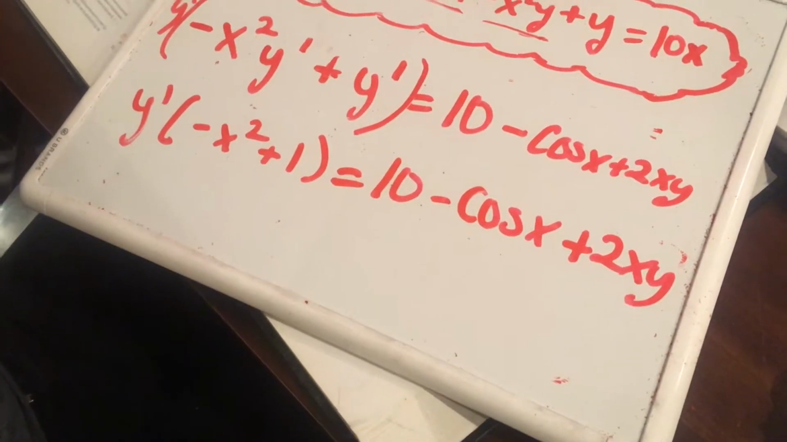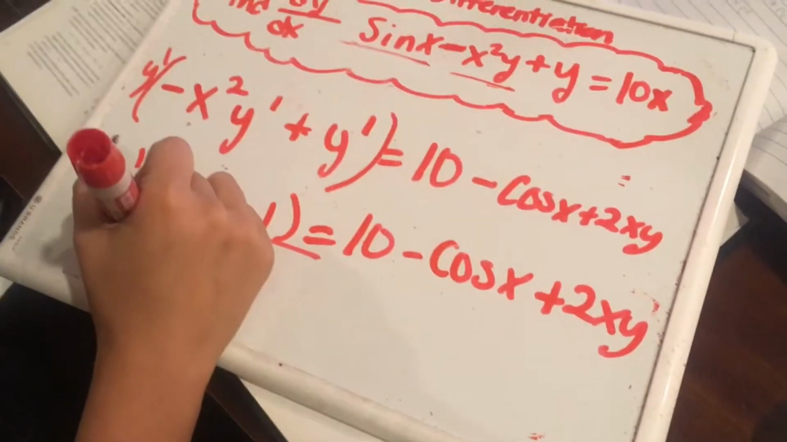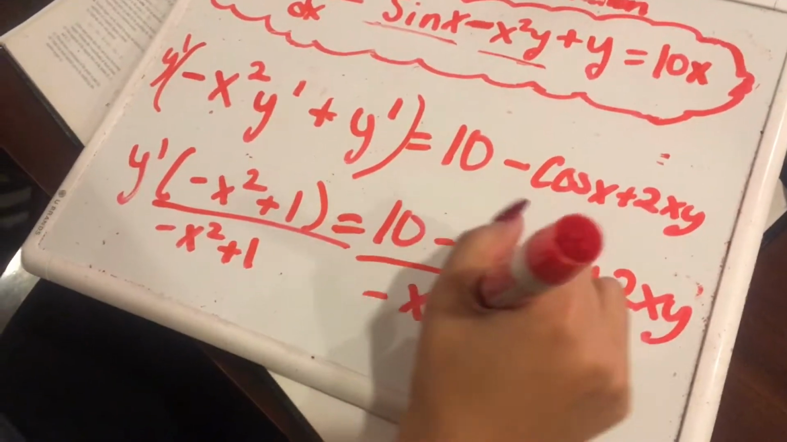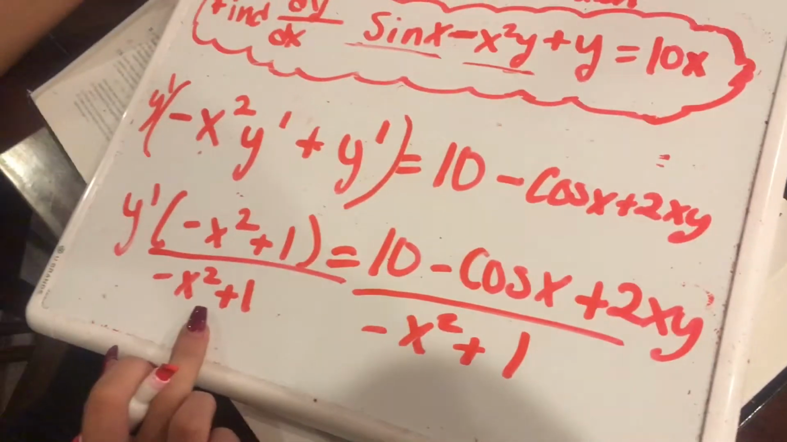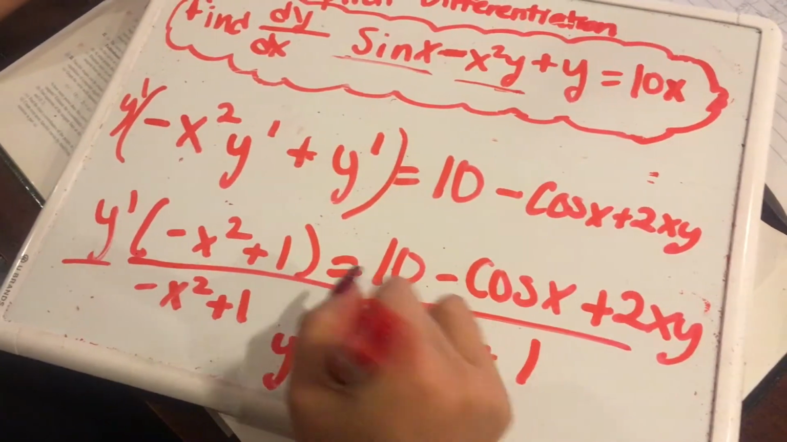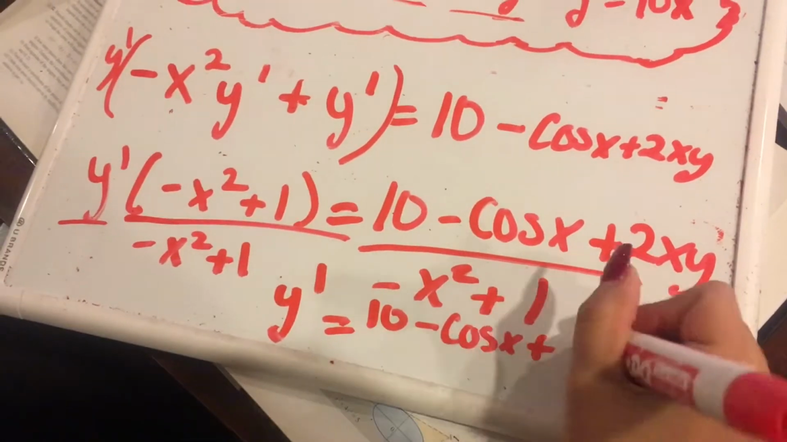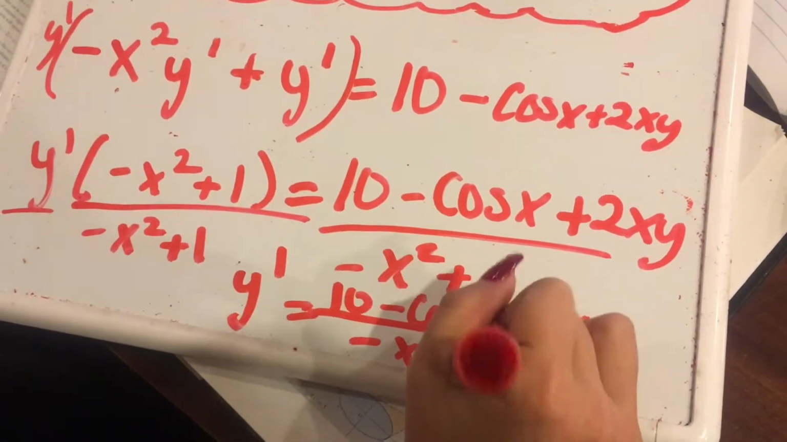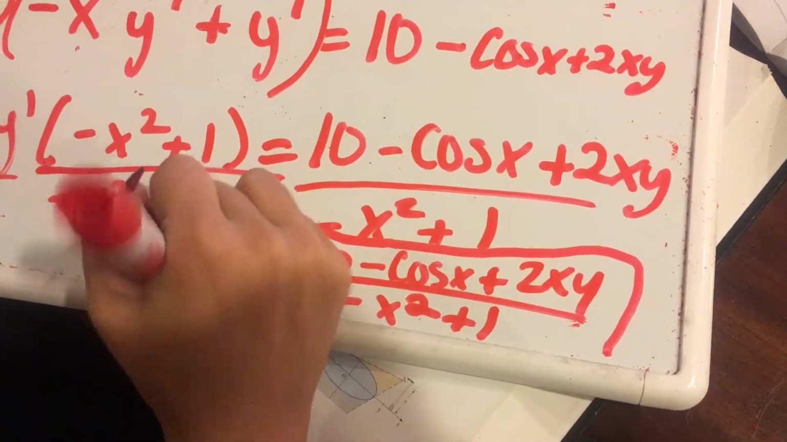So now our job is really easy because we can just divide out the negative x squared plus 1 and move it to the other side. Okay, so now that we've divided negative x squared plus 1 to the other side, we have y prime by itself. So that's our final answer: y prime equals 10 minus cosine x plus 2xy all over negative x squared plus 1. So that's how you do implicit differentiation.